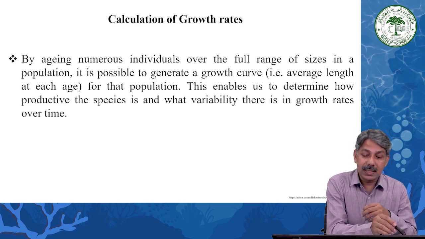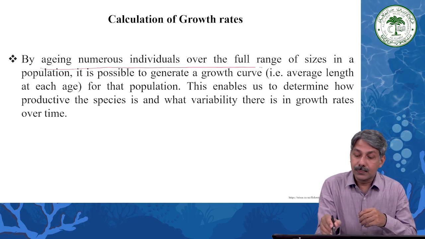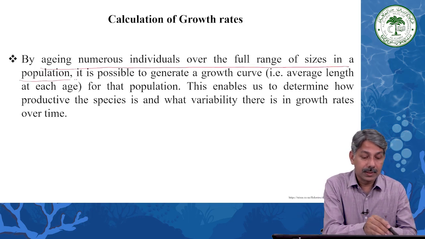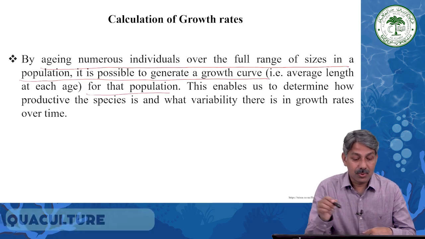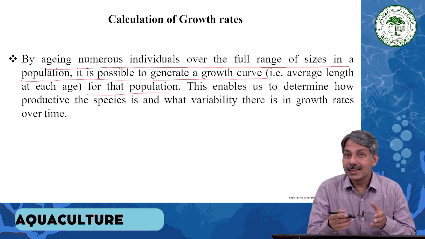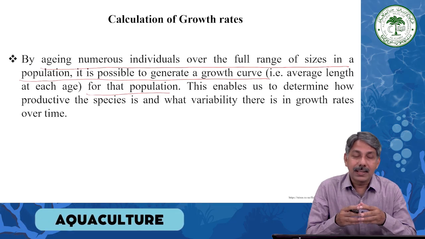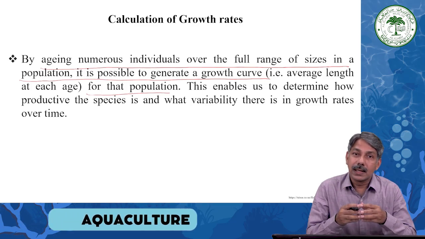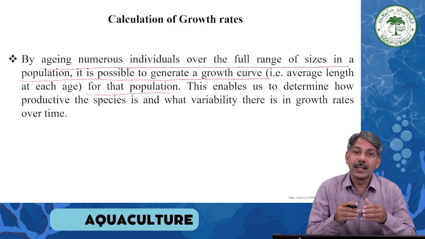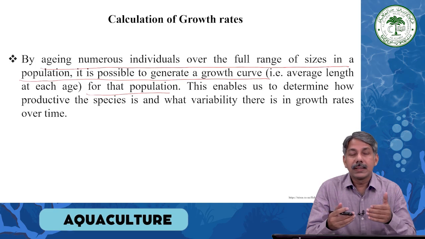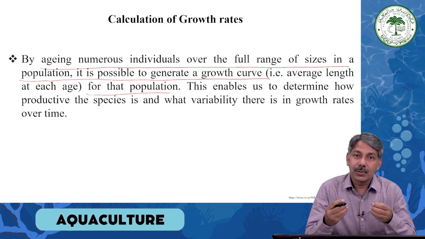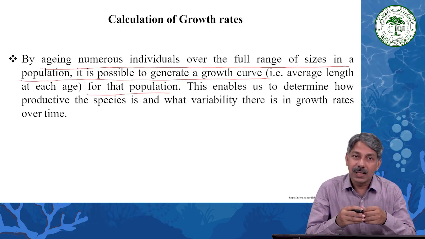So information on growth, in fact, is very necessary, and that is related to age. By aging numerous individuals over the full range of sizes in a population, it is possible to generate a growth curve for that population. This enables us to determine how productive the species is. The same thing, we must have information on how fast a fish will grow in its different life stages. For example, we all know that there are different life stages. When fish hatches from the fertilized egg, it's very tiny. We often call it fry.